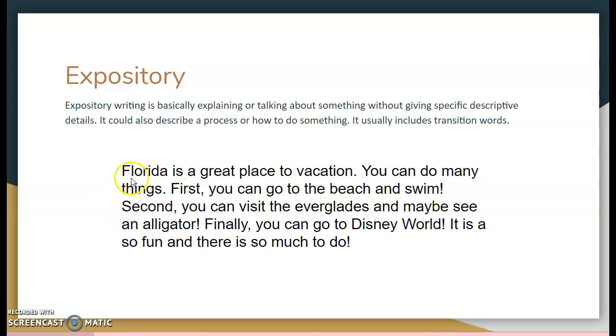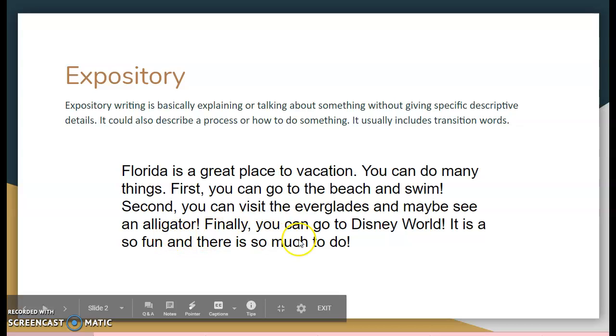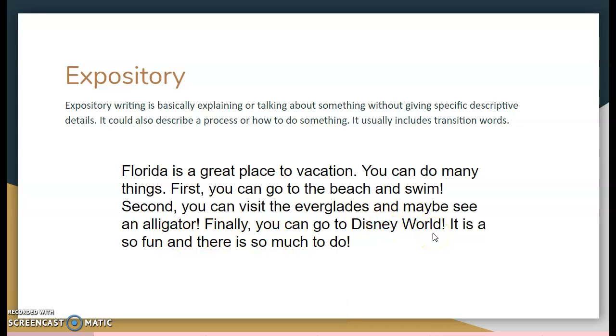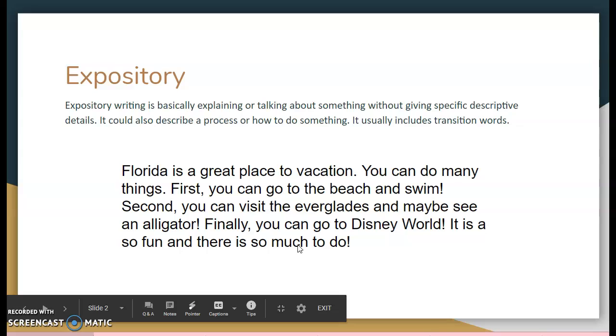So for example, Florida is a great place to vacation. You can do many things. First, you can go to the beach and swim. Second, you can visit the Everglades and maybe see an alligator. Finally, you can go to Disney World. It is so fun and there's so much to do.